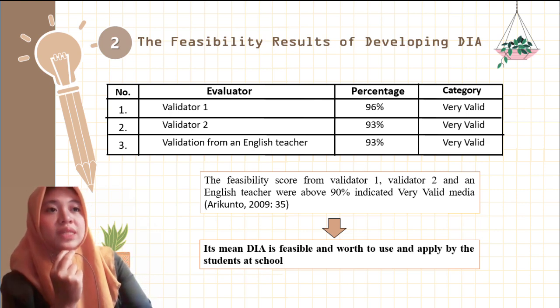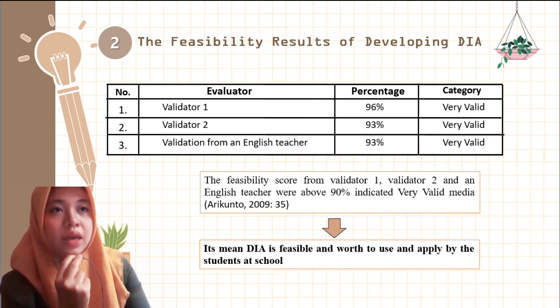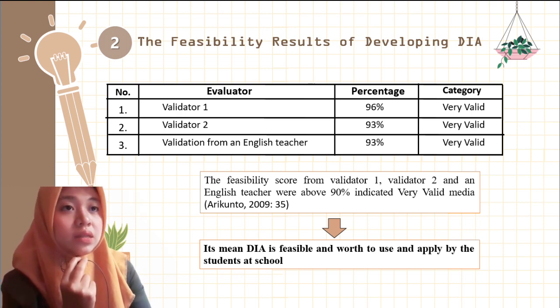Okay, the next one is the feasibility result of developing DIA. Here are the tables that the researchers got from the validation sets. It's from validator 1 as supervisor 1, validator 2 as supervisor 2, and the validation from an English teacher.